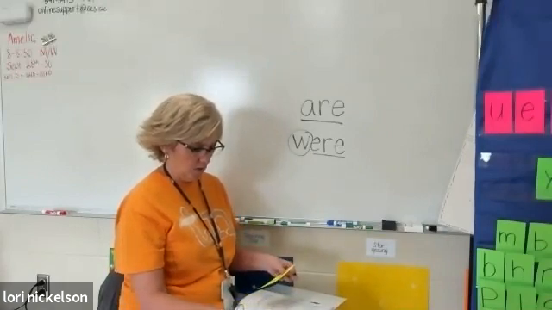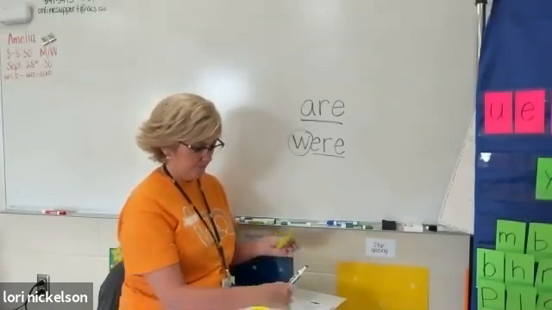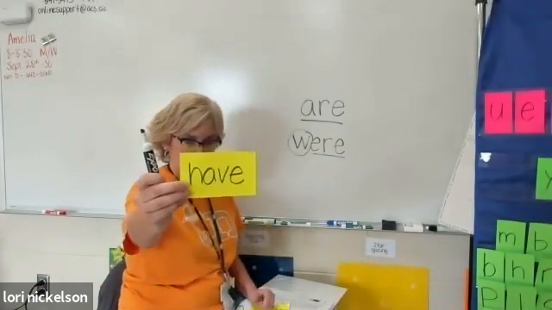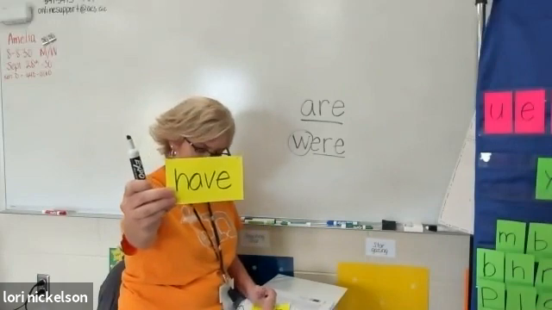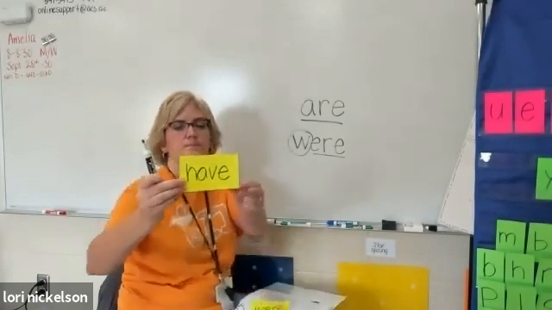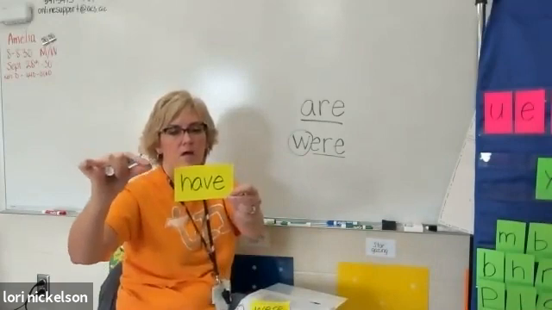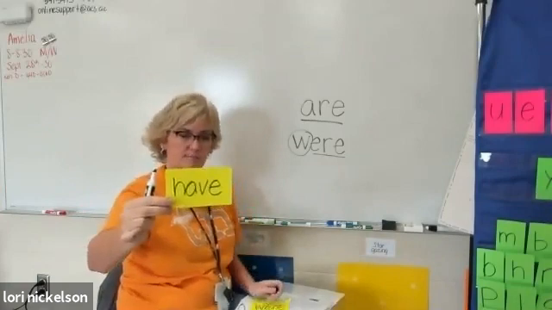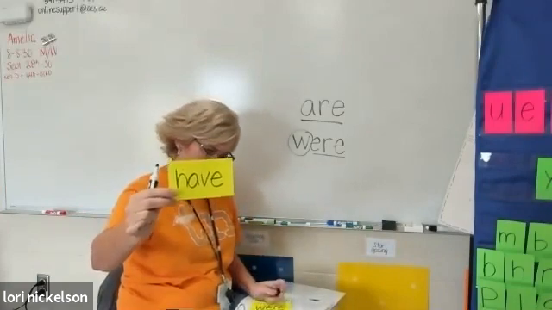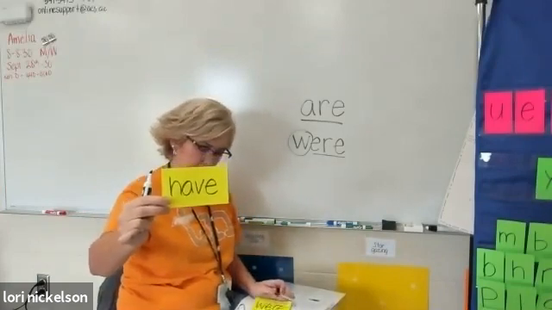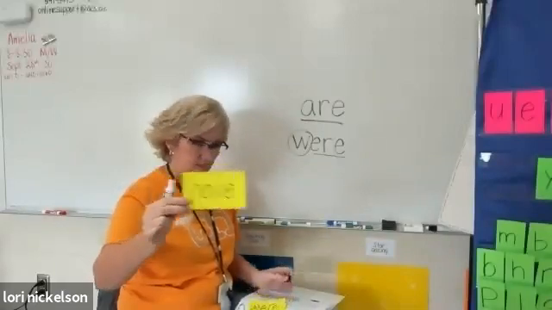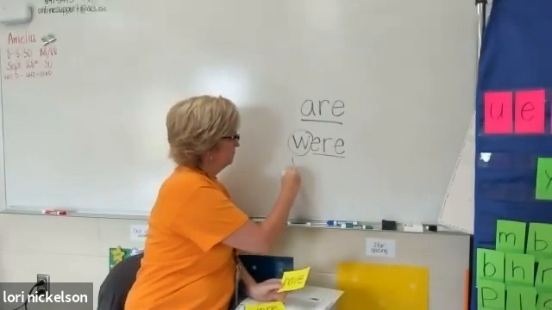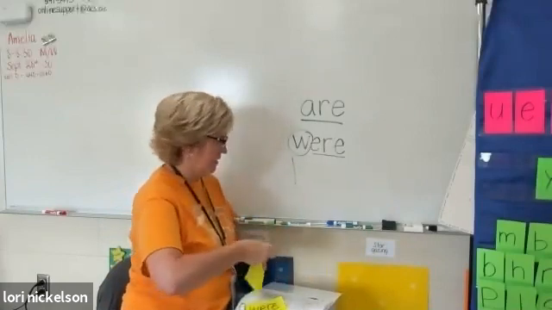All right, and I've got one more tricky word today. The word here. Okay, try blending that one. Have. What word is that? Have. It's the word "have," like I have a bike. I'm going to write that word on the board. Let me get a different marker because I think I've dried mine out.